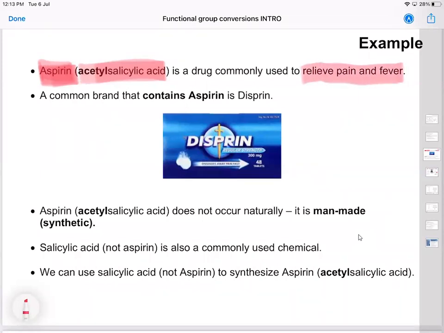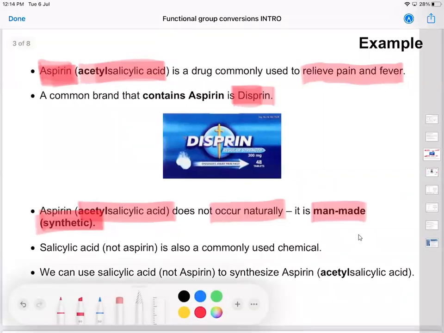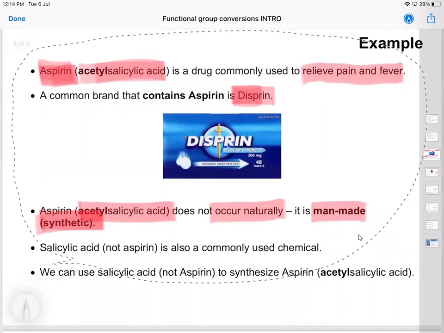Now, you guys have mostly seen this as Disprin, meaning you don't buy aspirin, you buy what's called a brand, and the brand contains the aspirin. So a common brand that contains aspirin is Disprin. Okay, so aspirin does not occur naturally. It's man-made. In other words, it's a synthetic drug. Synthetic meaning we can't just find it in nature. You can't find a specific plant, take the plant, extract the chemical, and there's your aspirin. Aspirin is literally man-made. So we make it using chemical reactions. So it's a synthetic drug.